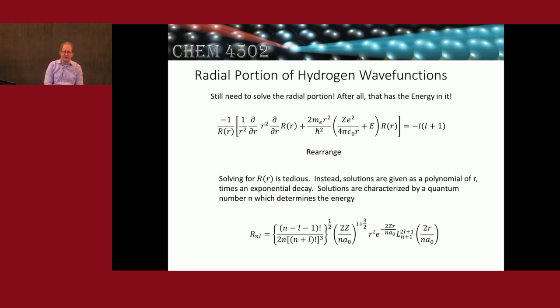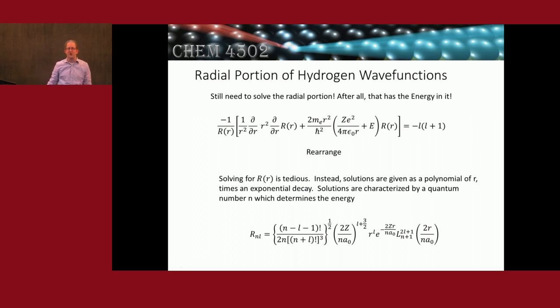We still need to solve this. This is an eigenvalue equation, and solving for it is incredibly tedious. And we're not going to do that. Instead, we're going to sketch out some of the factors of the solution. So the solutions are given as a polynomial as a function of R, something like R cubed minus something times R squared plus something times R minus 7. It's going to be a normal polynomial times an exponential decay, something that looks like e to the minus R over some length.